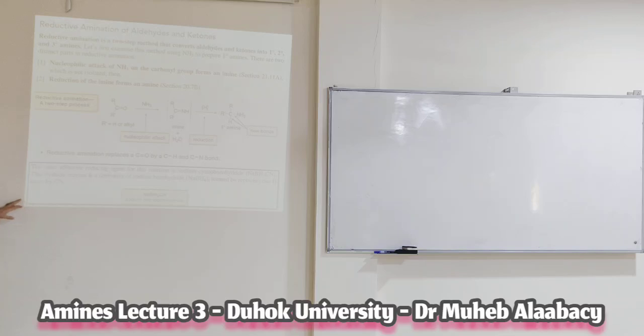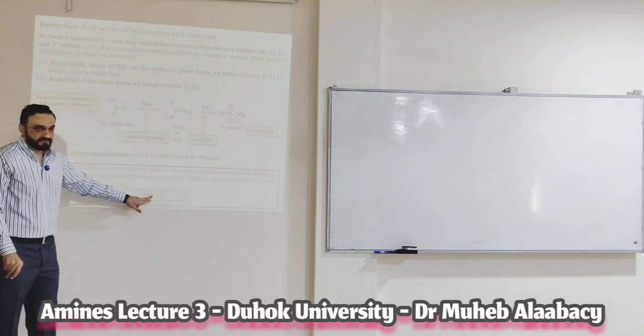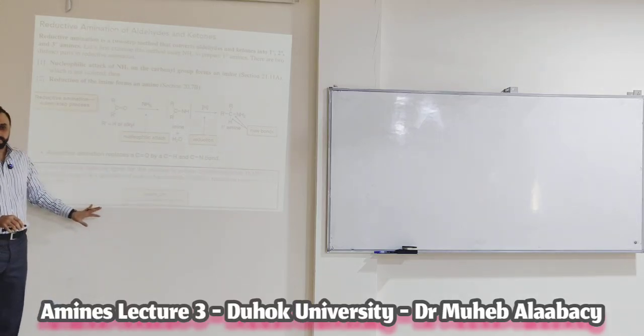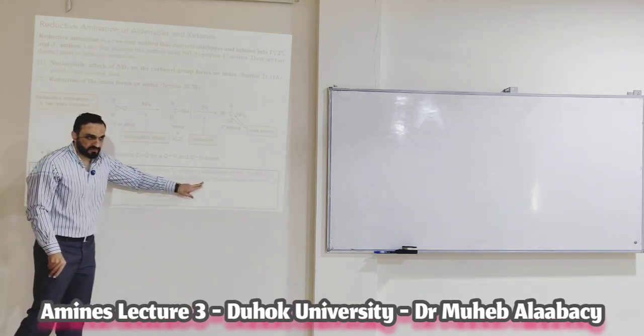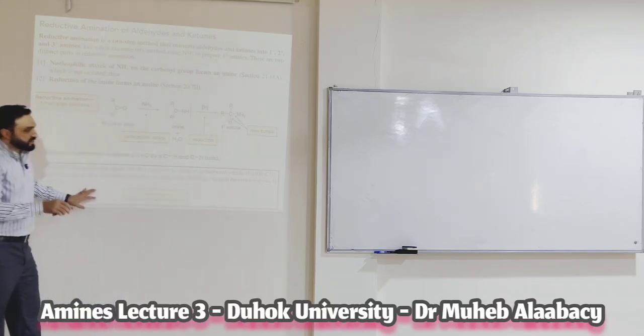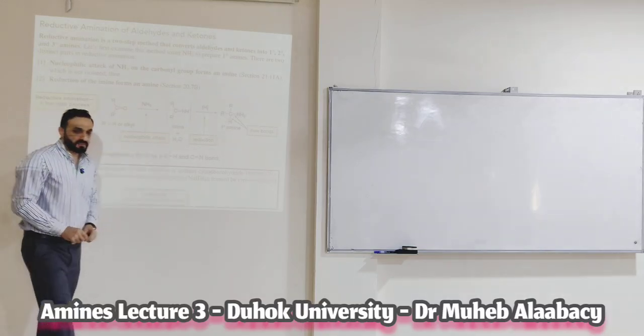The most effective reducing agent for this reaction, since it is a reduction process, the most useful reagent in this method, is sodium cyanoborohydride. This reagent is very useful in this step. It is a derivative of sodium borohydride, NaBH4, where we replace one hydrogen by CN. We say sodium cyanoborohydride is a very useful reagent in this process.